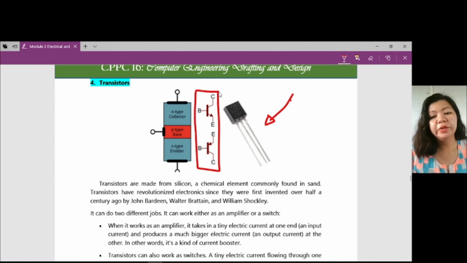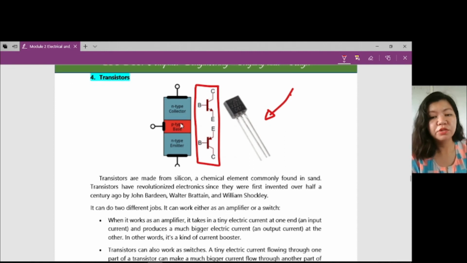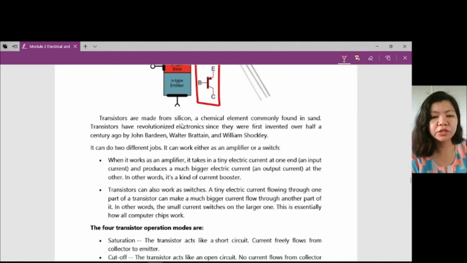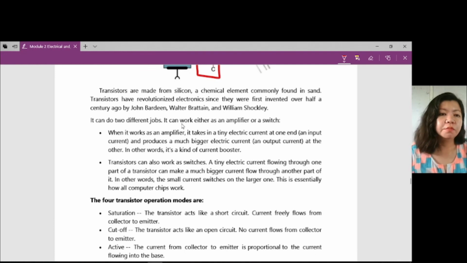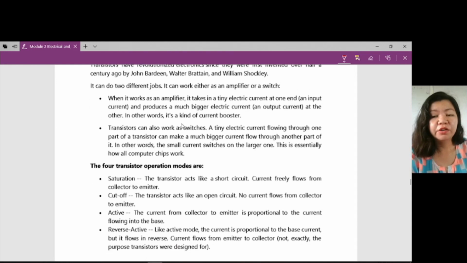So transistors are made from silicon, a chemical element commonly found in sand. So they were first invented over a half century ago, and it was used to replace the vacuum tube. Then from transistors, we got into the IC, yun yung transition of the computing devices, the computers. So it can do two different jobs. Bakit ginamit kaya yung transistors to replace vacuum tubes? Kumbaga as the brain of the computer, right? So it can work either as an amplifier or a switch.